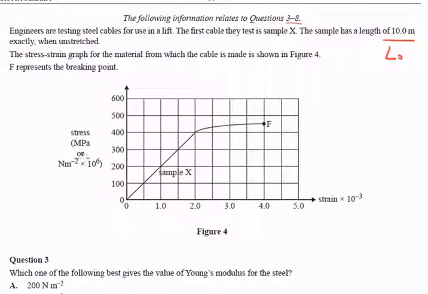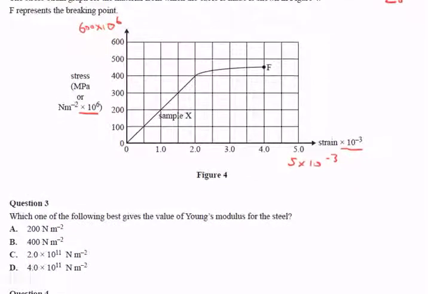Make sure when you're reading off this graph, you don't forget the units. This is in megapascals or by 10 to the 6. So this is not 600, it's 600 by 10 to the 6. And this is by 10 to the minus 3. So this isn't 5, this is 5 by 10 to the minus 3. So make sure you remember all of the units when we go to do our calculations.